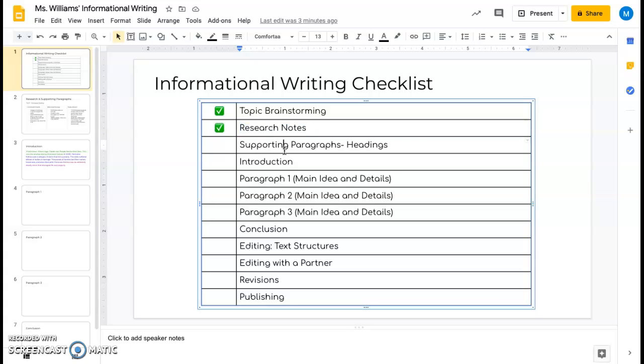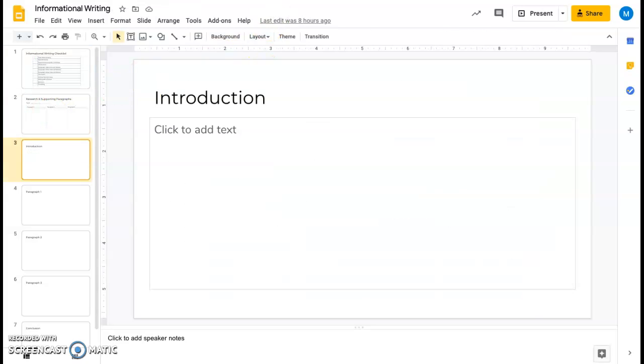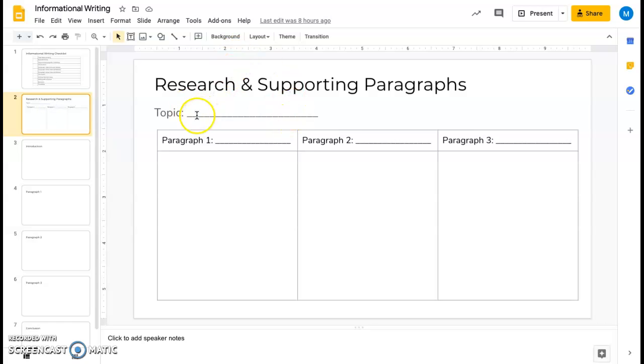Okay, so I will show you the next slide. Yours would look like this right now. Ooh, I'm sorry. Yours would look like this right now. The topic is open and there are spots for each of your paragraphs. This is really similar to the graphic organizer that we did last week, but I think this is going to serve us much better when we're trying to organize our information.